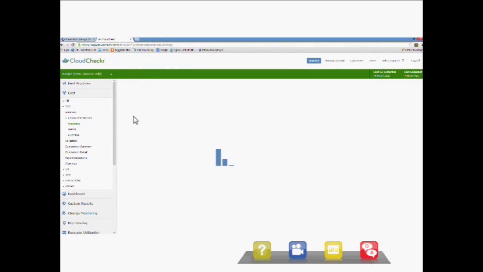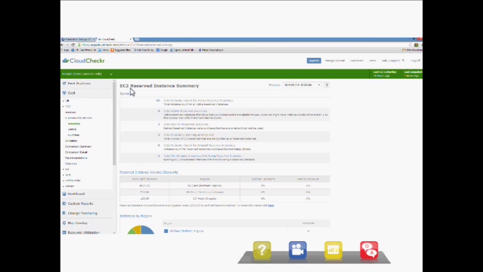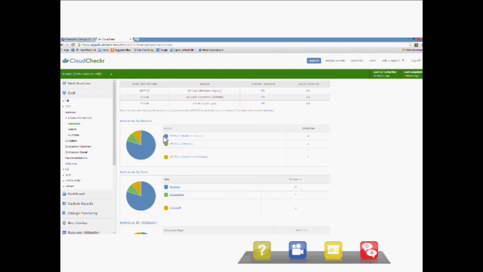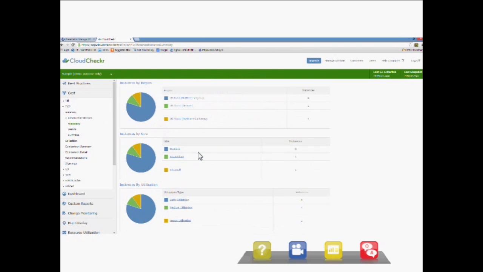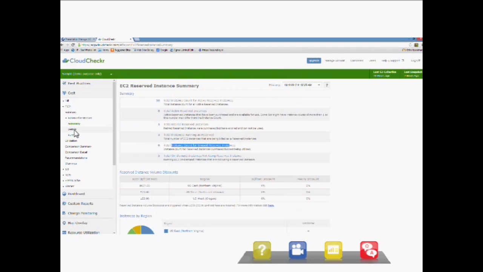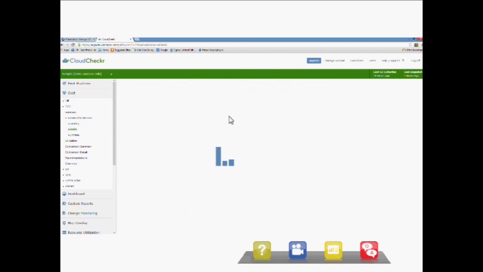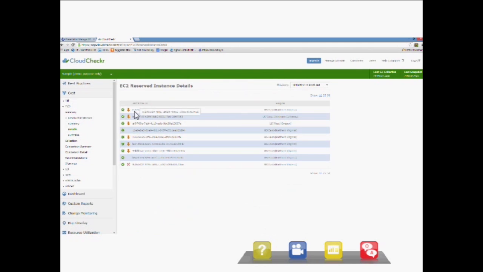So here we go. So here is our reserved instance summary. So you can go ahead and say, okay, what do I have for reserved instances? I have 8 reserved instances. How many are being unused? How many reserved instances am I not using correctly? And how many on-demand instances should I actually convert to use reserved instances? And it breaks it down by region, by size, by utilization level. And then within that, you can actually look at the actual details that are going on. So you can go see these are all my reserved instances.